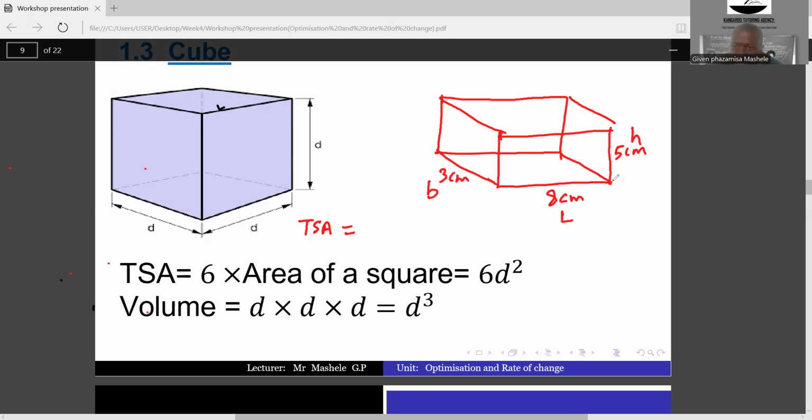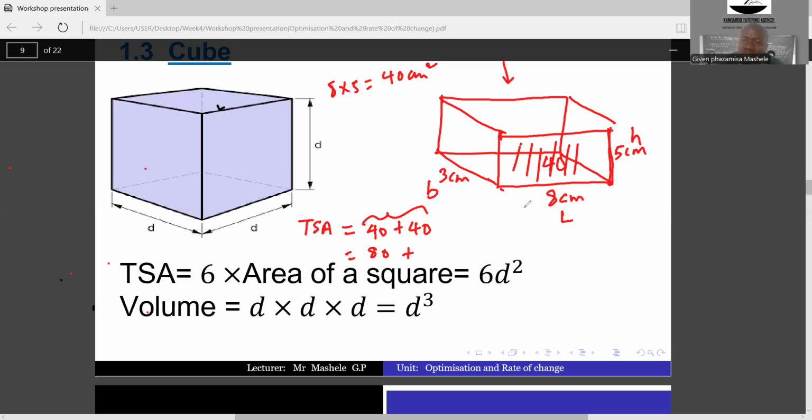From here to here, we have 8, and the vertical part is 5. So we can calculate the area of this part, which is 8 multiplied by 5, giving us 40 centimeters squared. The other side also has an area of 40. So 40 plus 40 gives us 80 already. By knowing this side, we already know the area on the other side.